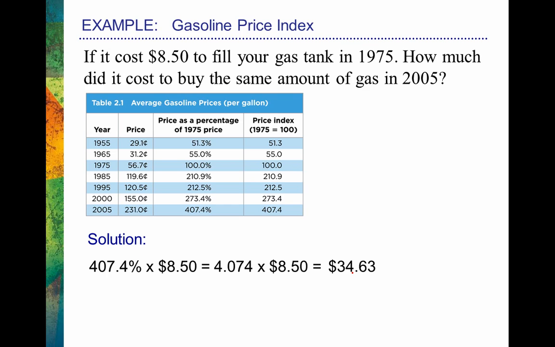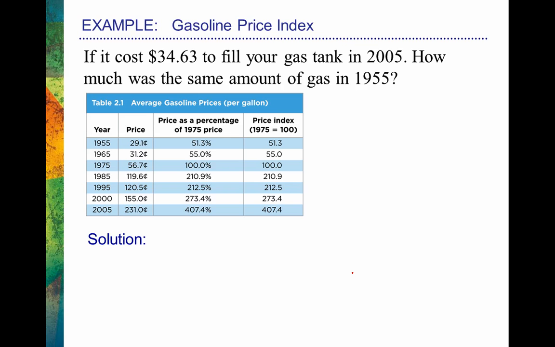Okay. Let's go through another example. This gets just a little bit more complicated, and this is where we're going to try to compare some prices for years that don't directly involve the reference value. So for example, if it costs $34.63 to fill your gas tank in 2005, how much would the same amount of gas cost in 1955? Well, these numbers that we've computed here, they're all referenced to 1975, so we can use them pretty well together.